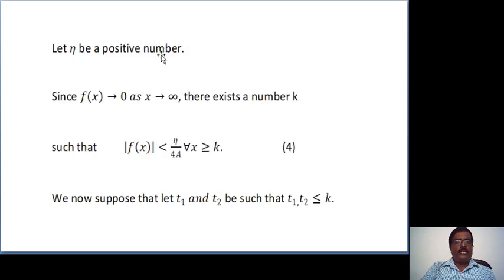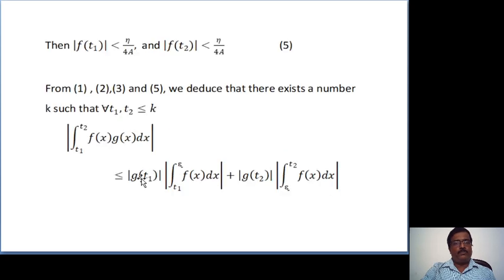Now let eta be any positive number. Since f of x tends to 0 as x tends to infinity, there exists a number k such that the absolute value of f of x is less than eta by 4A for all x greater than or equal to k. We now suppose that t1 and t2 are greater than or equal to k. So then the absolute value of f of t1 is less than eta by 4A and the absolute value of f of t2 is less than eta by 4A. Call this equation 5.